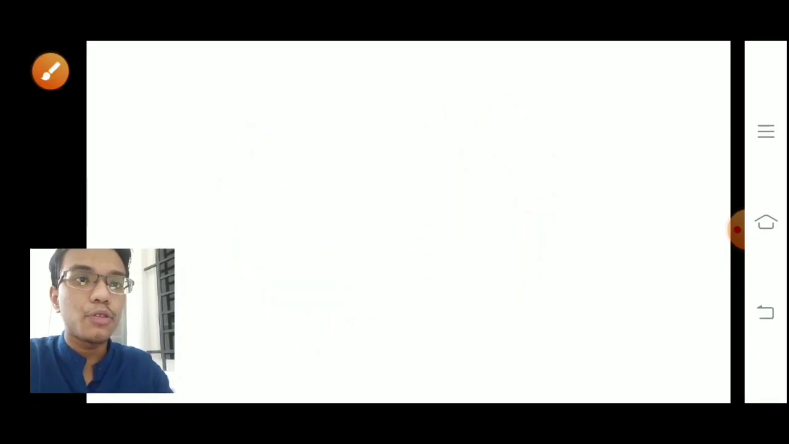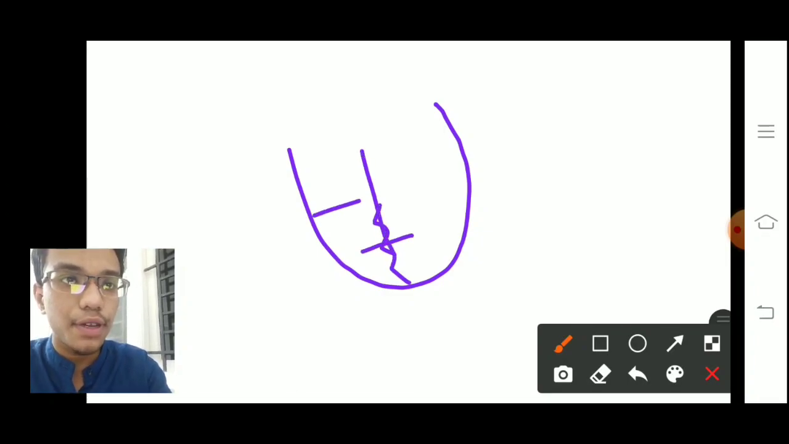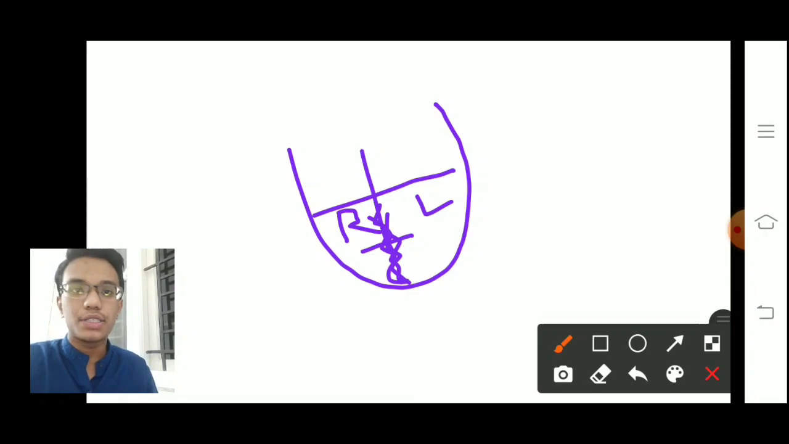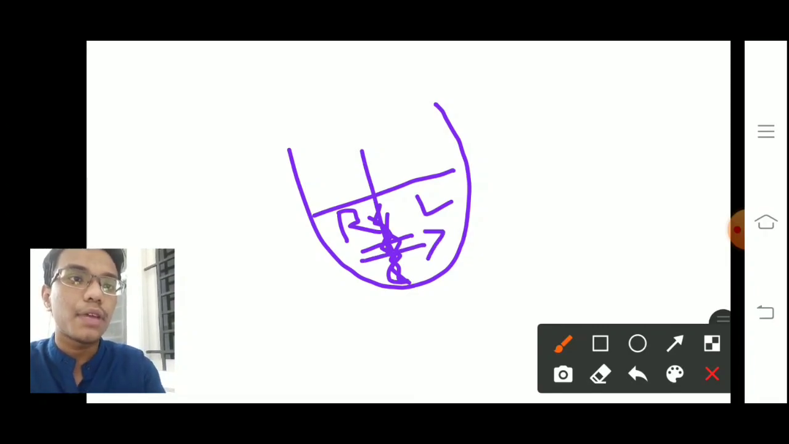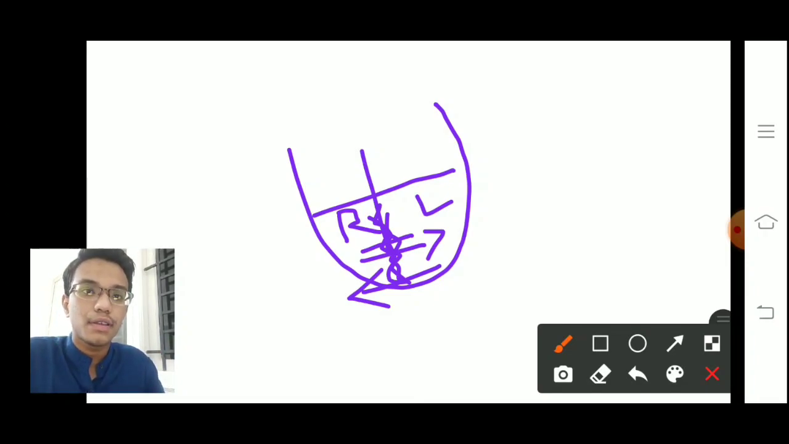Okay? Suppose in the same heart the ventricular wall is normal, but there is a rupture of the interventricular septum. Suppose this is the ventricle, 2 ventricles, this is the left ventricle and this is the right ventricle. The interventricular septum gets damaged, then what happens? There will be shunting of the blood. It may go from right to left, or it may go from left to right, depending upon the pressure gradient. Right?